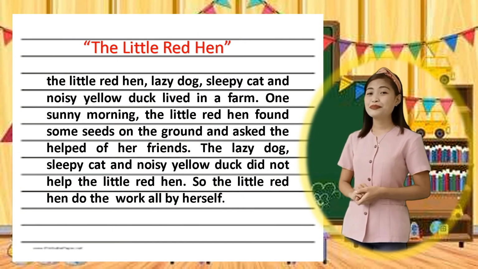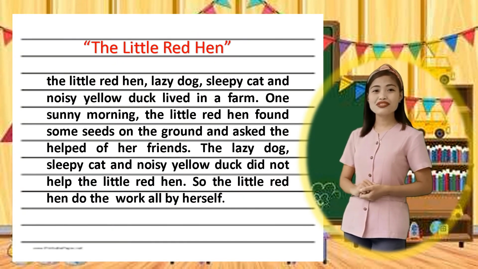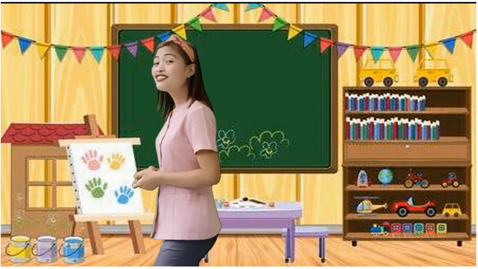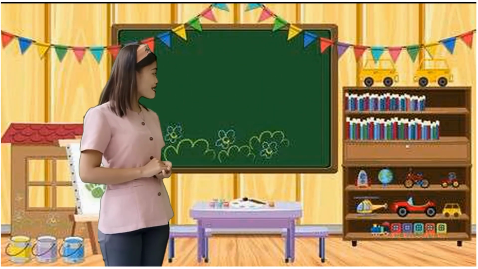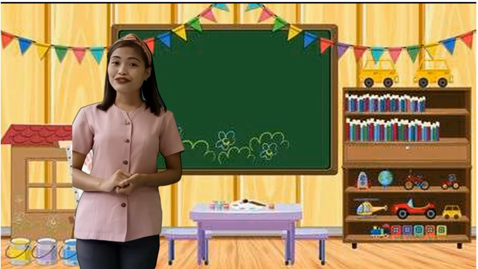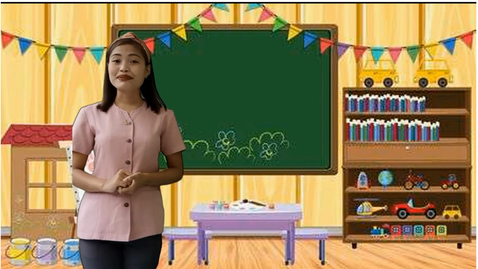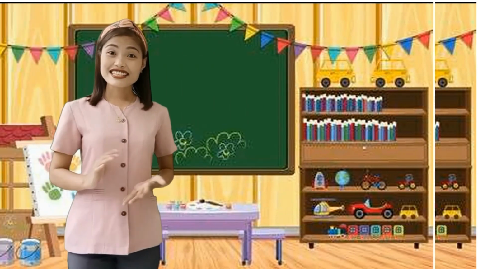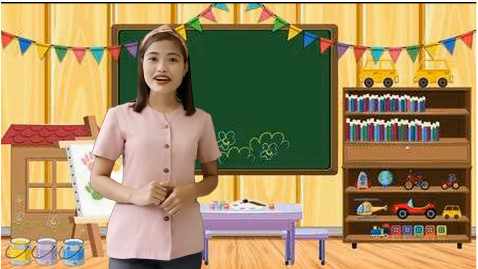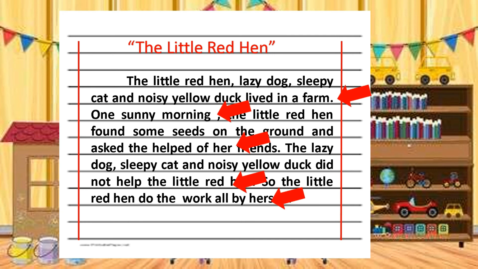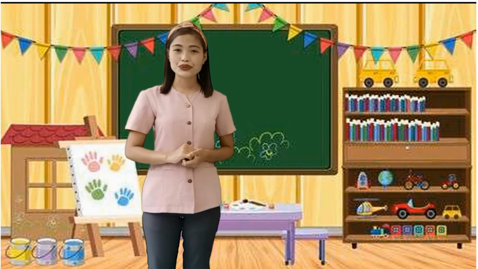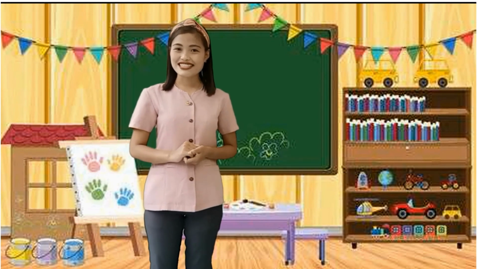Next, put a margin on both sides. Third, indent the first letter of the sentence in the paragraph. Keep in mind that the first letter should be written in big or capital letters. Next, each sentence should end with the correct punctuation mark, like this. Avoid erasures to make your work neat and clean.